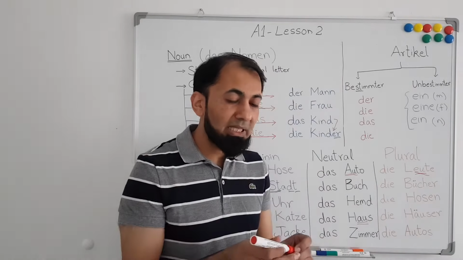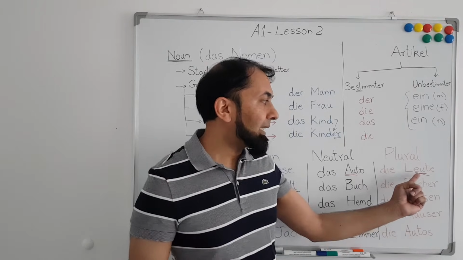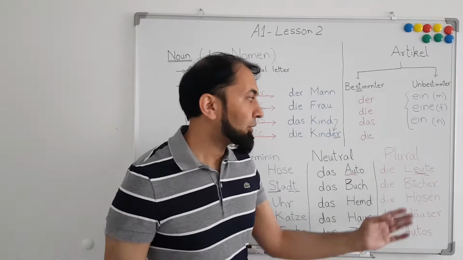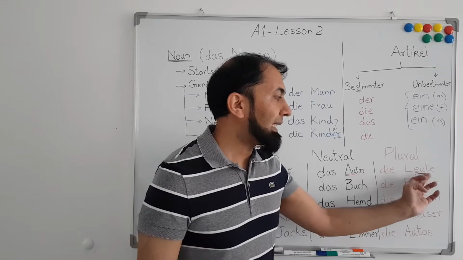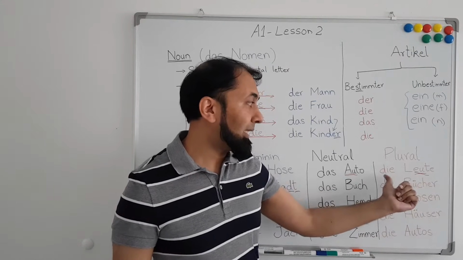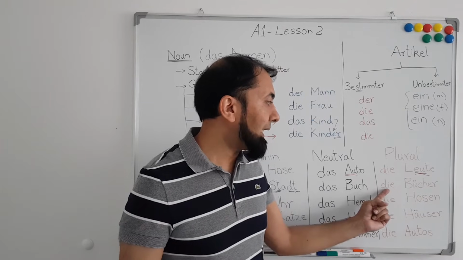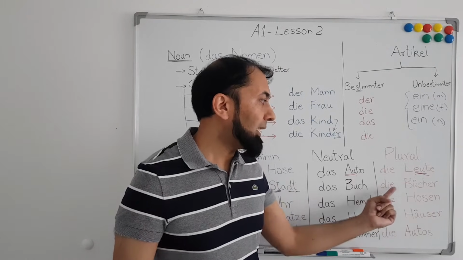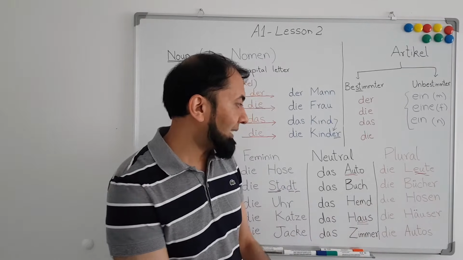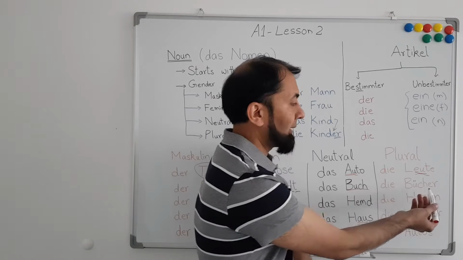If you remember from the previous lesson, we learned that "au" in the German language is pronounced like "oy". So here, die Leute. Die Leute means people. Next we have die Bücher. Bücher means books. So it's plural, and you can see that here it was das Buch, die Bücher.